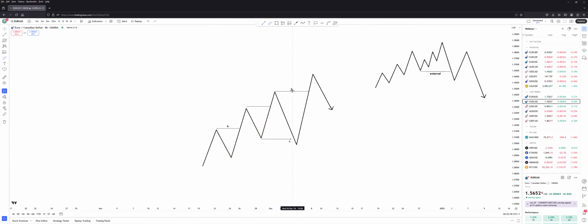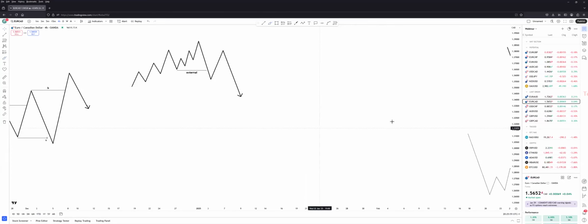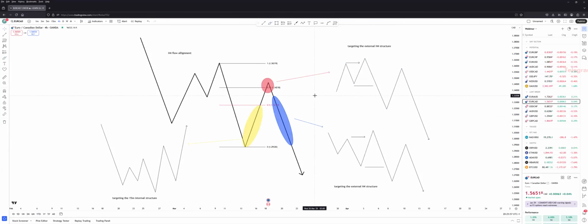How do we scale in? As I told you, we have three entry models. The first entry model will be a confirmation, the second will be a reversal, and the third will be a confirmation. We will use these three types of entries in three different situations. So first of all, what we have here is the three entry models.